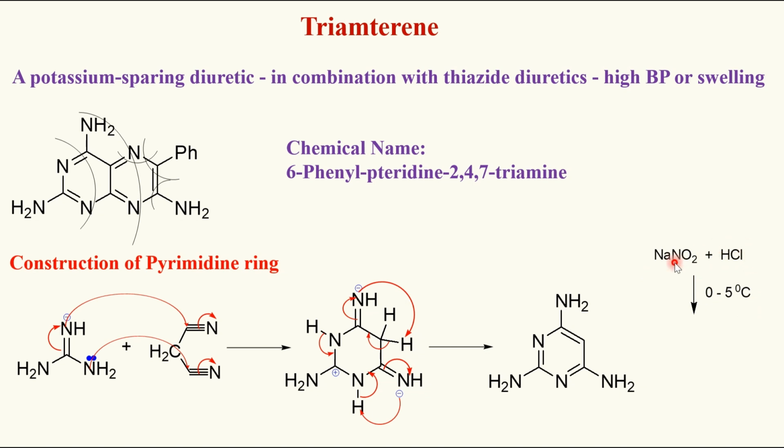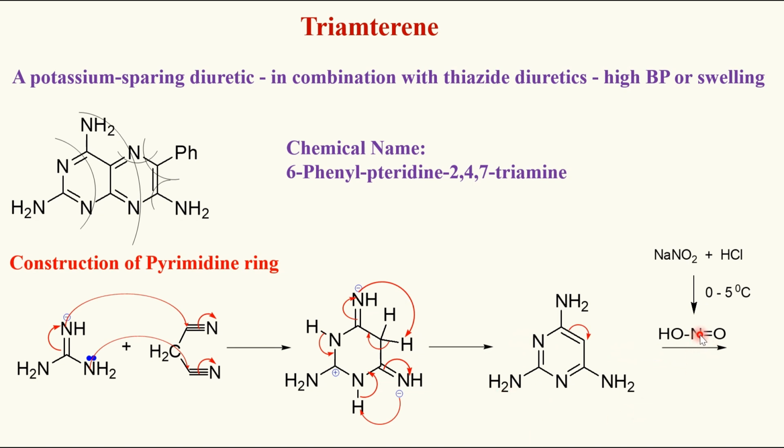Cl minus combines with Na plus, giving rise to NaCl. H plus combines with NO2 minus to give HNO2, which is O=N-OH. That is nitrous acid. Nitrous acid is a reagent which should be prepared in situ as it's highly unstable. This in situ prepared nitrous acid reacts with this triamine pyrimidine.